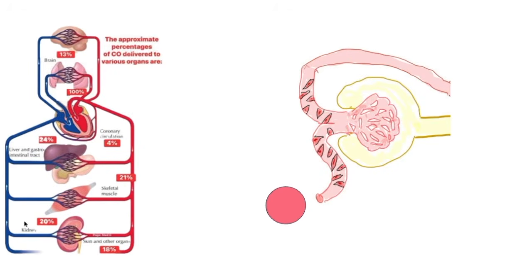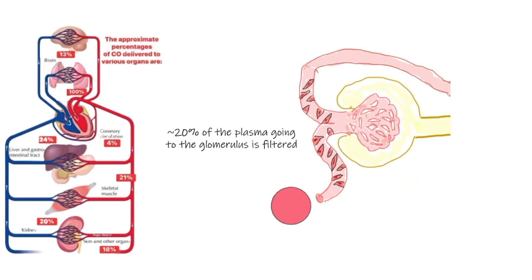As shown in this diagram, the kidney receives a remarkably large percentage of cardiac output. Even though it's a small organ, it receives approximately 20% of our total cardiac output. As this blood flows through the afferent arteriole and into the glomerulus, we end up filtering only about 20% of that plasma into the tubular lumen. We call this proportion of filtrate that forms the filtration fraction.